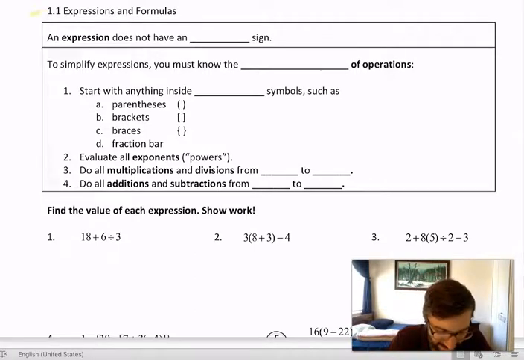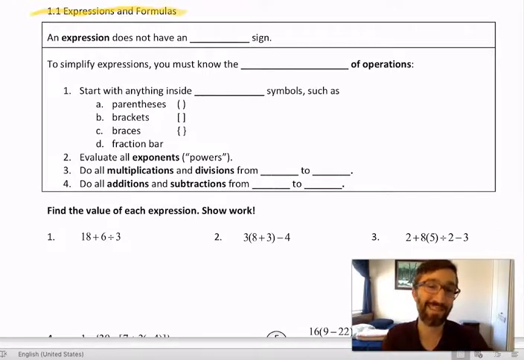So this first lesson is on 1.1, expressions and formulas. I'm going to break this lesson into 3 separate videos. This first video will do mainly expressions, and then the next video will do some substitution stuff, and then the last video will do a couple word problems. The reason why I do that is so that you don't have one big 30-minute video and you feel like you have to sit through the whole thing, but you could do piece by piece.